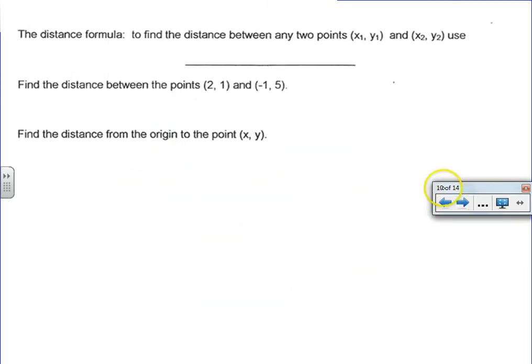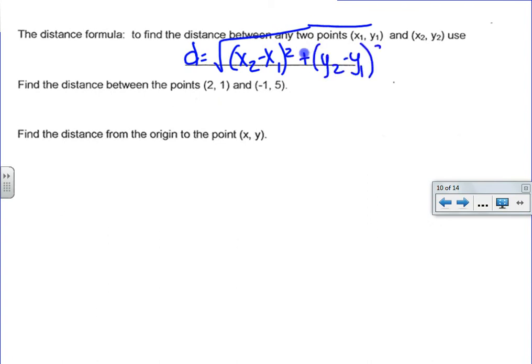The distance formula, you need to know it. There are no excuses at this point in your life. You must know it and know you can't use programs. So x2 minus x1 squared, plus y2 minus y1 squared.